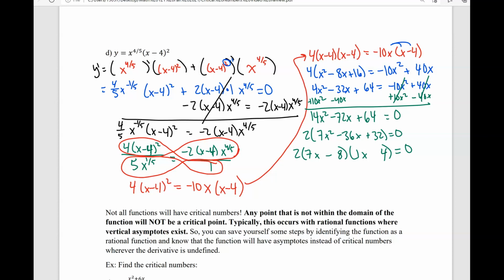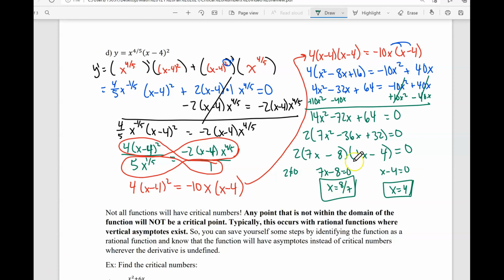Yeah, this works. Okay. So then you get 2 equals 0. Well, that's nothing. 7x minus 8 equals 0. And then x minus 4 equals 0. So here you got x equals 8 over 7. And here you got x equals 4. Now you're not done yet, okay, because this is not it. Because all we've just looked at is where the derivative is equal to 0.